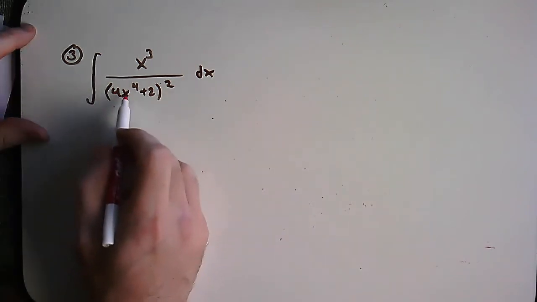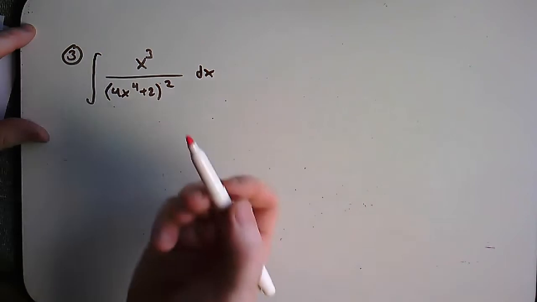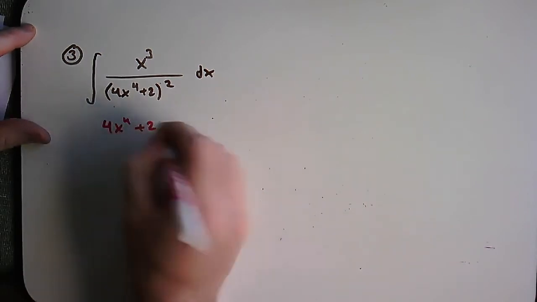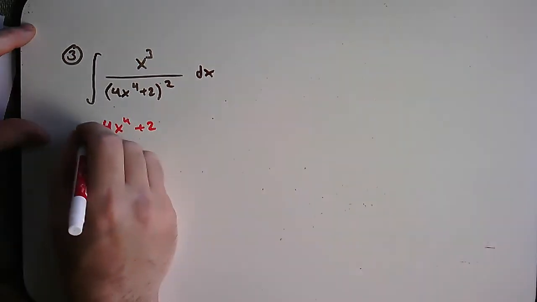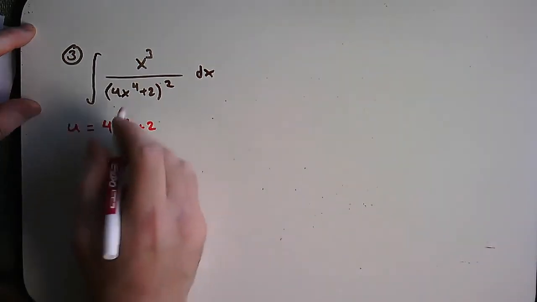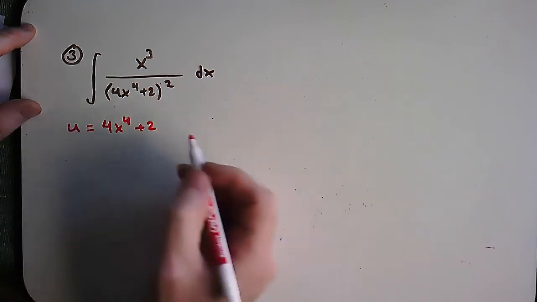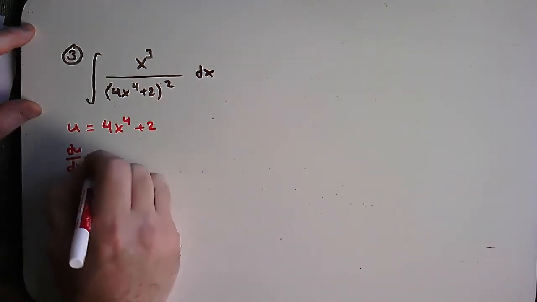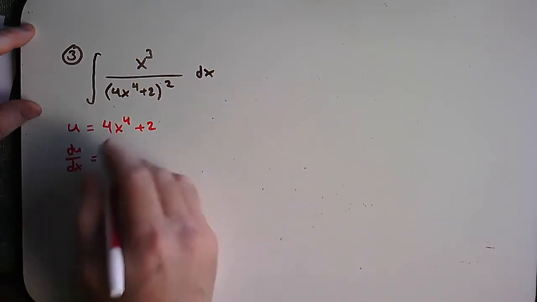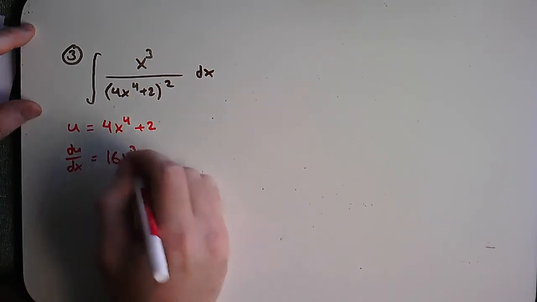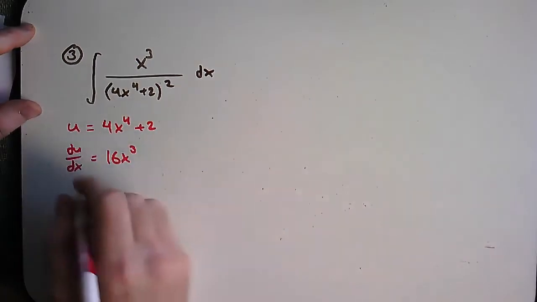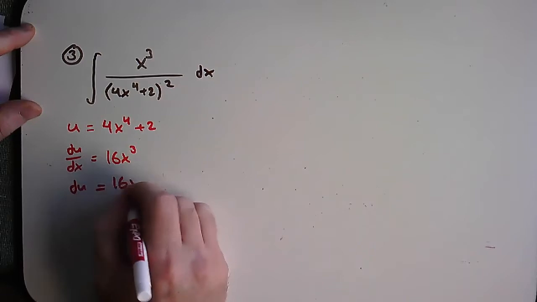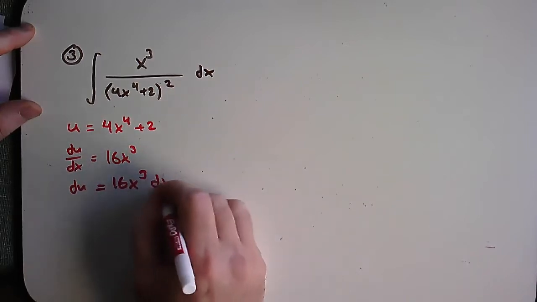So I have 4x to the 4th plus 2, and I have an x cubed up top. So 4x to the 4th plus 2 is probably going to be a good choice for you. So I'll let u equal 4x to the 4th plus 2. And then du dx, the derivative would be, let's see, 4 comes out, we get 16 x cubed plus 0. And so if I separate this, I have du equals 16 x cubed dx.